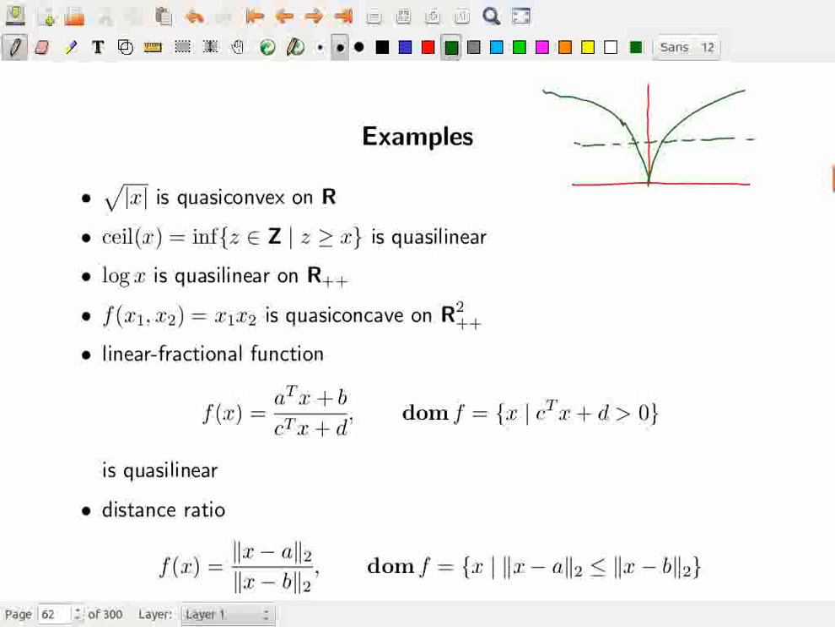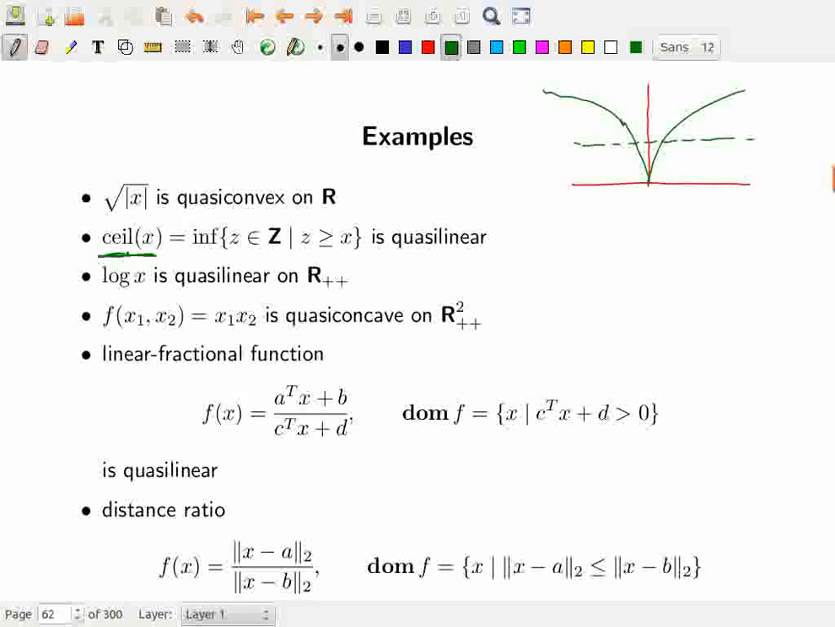It means the value of the function, this function and the minus sign of this function both are quasi-convex. Therefore, this one is quasi-linear.